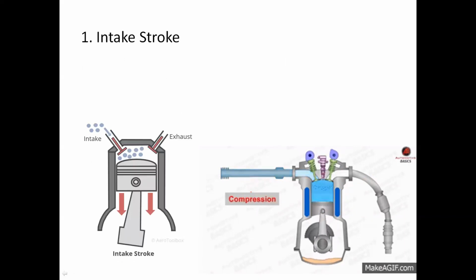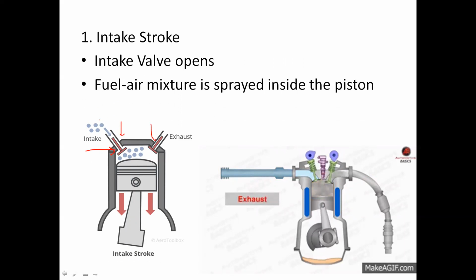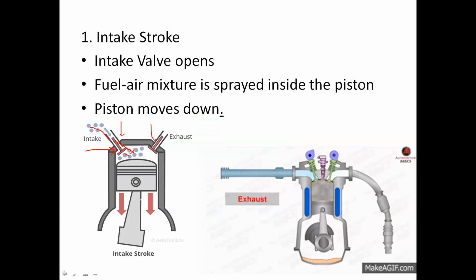Now, first, there's the intake stroke. What happens here is that the intake valve opens. This one is the intake valve. There are 2 valves here, and one of the valves opens. Then the fuel and air mixture is sprayed inside the piston. There's a fine spray that goes inside the chamber here in the cylinder. And that's the time when the piston goes down. So that is the intake stroke.